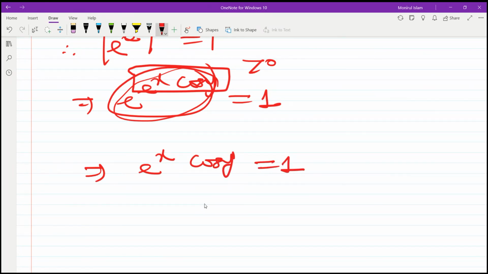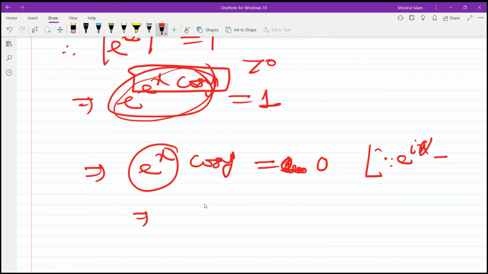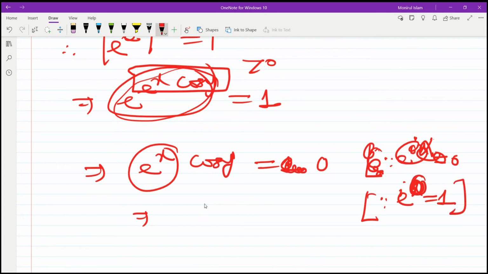Because e power 0 will be 1. If the power is 0, then it is 1. Otherwise, it is always positive. So since the result is 1, the power must be 0. So x cos y must be 0.